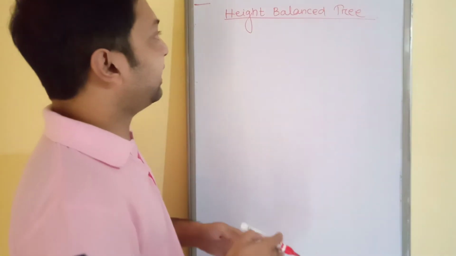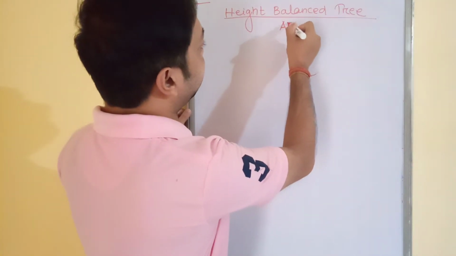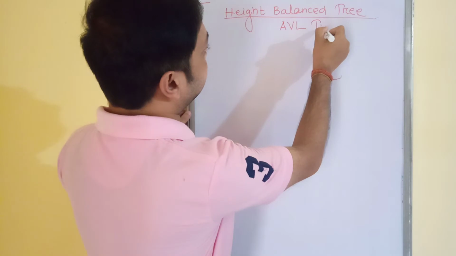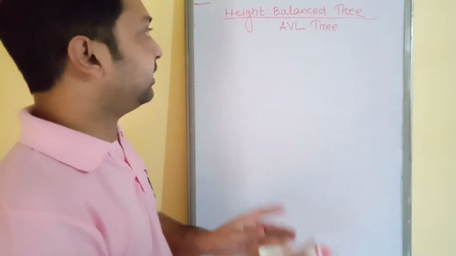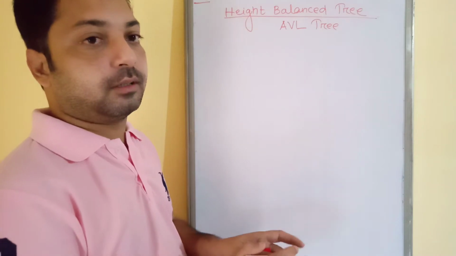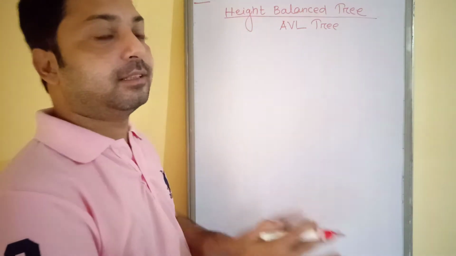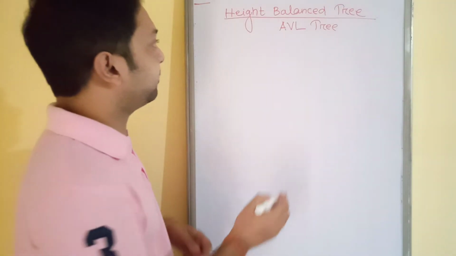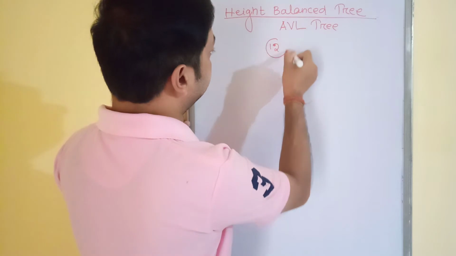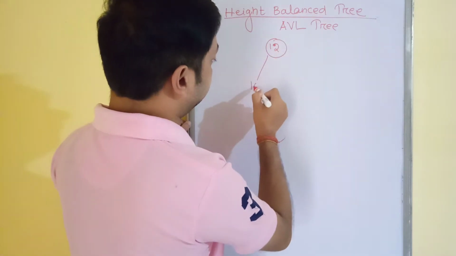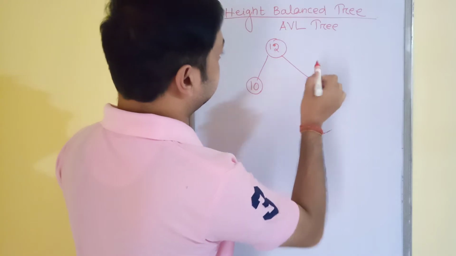So this is a height balanced tree, and this is otherwise known as your AVL tree. Already all of you know what the height of a tree is. So the question is how to balance the height of the tree. So let us take a simple example. Let me draw a tree: 12, then 10, and 15. So let this be a tree.